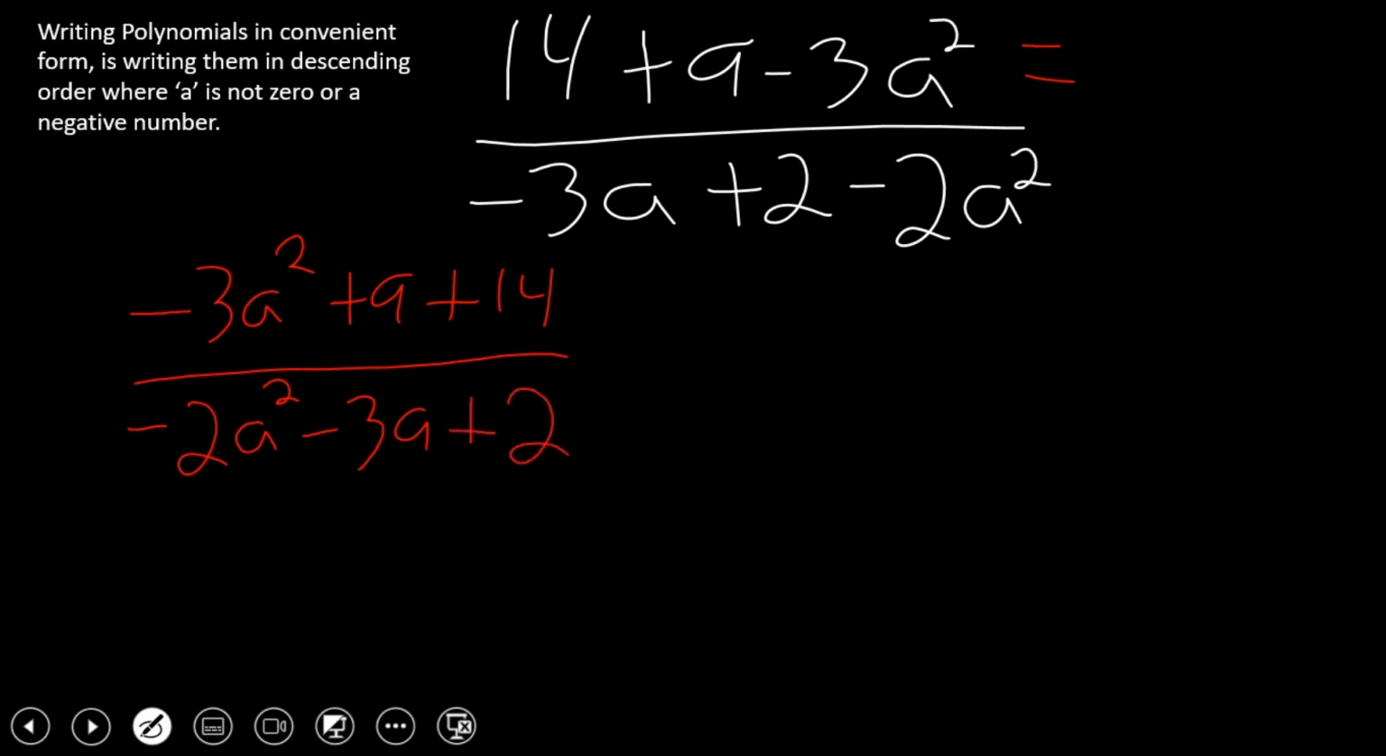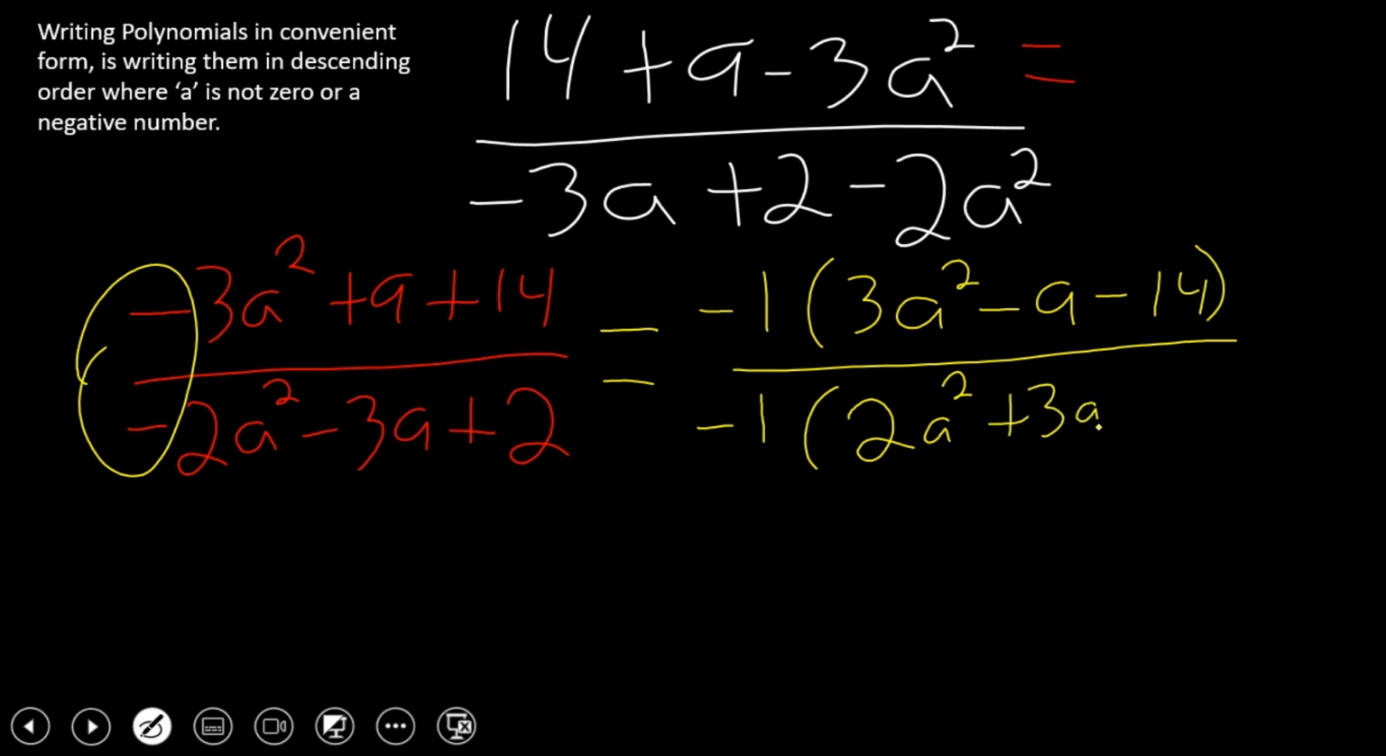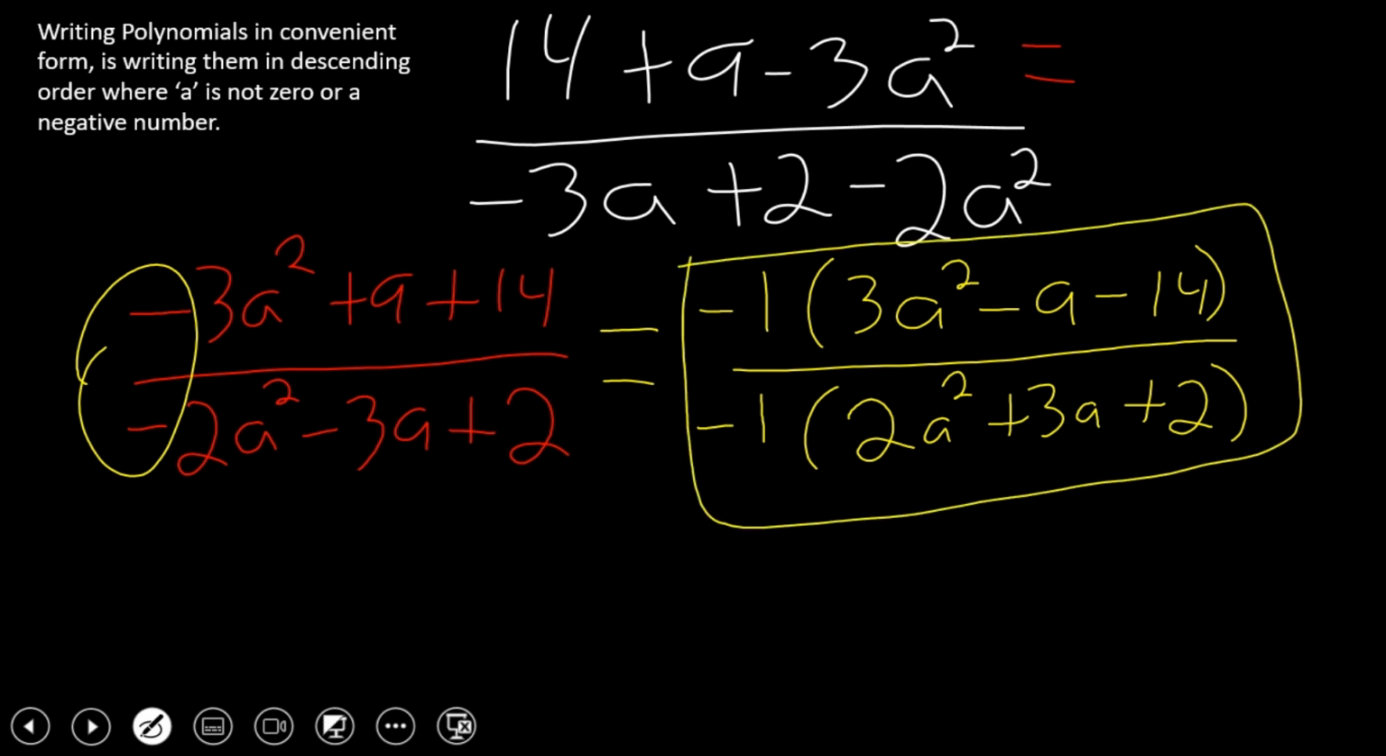Now, we cannot have the negative on the front, so we're going to pull out a negative 1 for both of those. So negative 1, so we're going to have 3a squared minus a minus 14 over negative 1 times 2a squared plus 3a plus 2. And so this is in the standard form.